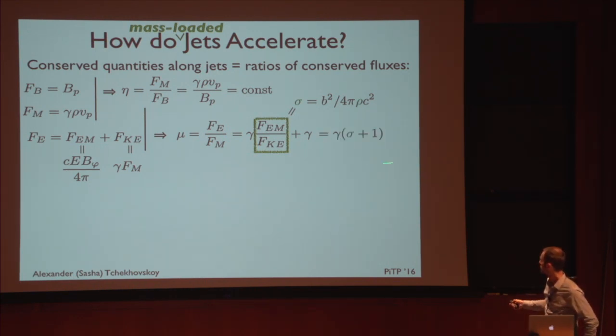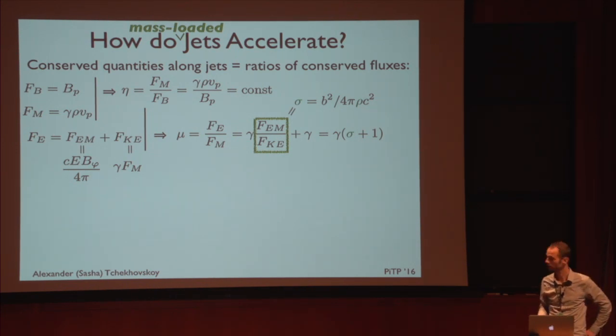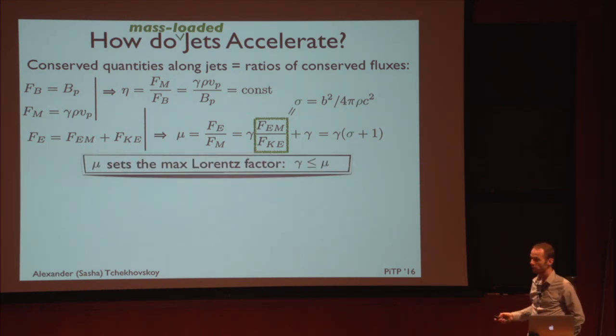And now we've gotten this really simple result that the total energy flux can be decomposed into the electromagnetic part, which is characterized by magnetization, sigma, and the kinetic part, which is just the Lorentz factor. Why am I talking about this? Well, because magnetization is always positive definite. That means we have proven that the maximum value of Lorentz factor cannot be greater than the value of mu. That's one first result. So if we know in a simulation, in a real source, what the value of mu is, we know that Lorentz factor better be below that.